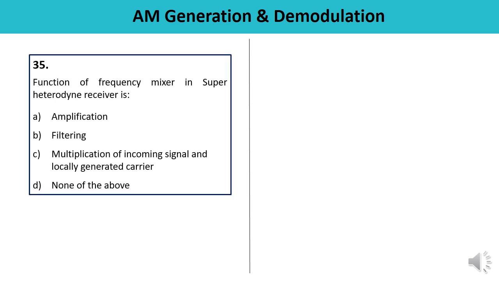Next question. Function of frequency mixer in superheterodyne receiver. So the function of frequency mixer in superheterodyne receiver is to multiply incoming signal and the locally generated carrier. It means here you can easily pick the answer, which is C.